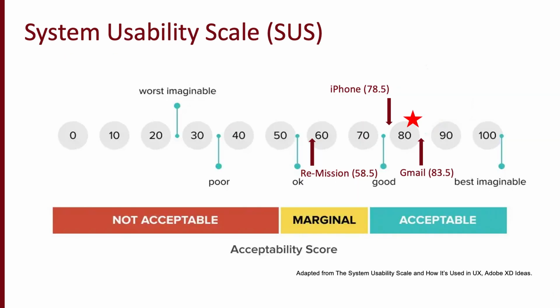The System Usability Scale, or SUS, is a widely used tool in the software industry. It is used to evaluate systems on how usable its interface is, and scores range from 0 to 100. For context, the iPhone has an SUS of 78.5, where Gmail is 83.5. Remission, which is a popular educational game in the same genre of ENTRUST, has an SUS of 58.5. The previous ENTRUST study, which utilized Stanford surgery residents, revealed an SUS of 82.5, which indicated that ENTRUST was highly usable within the Stanford resident population.